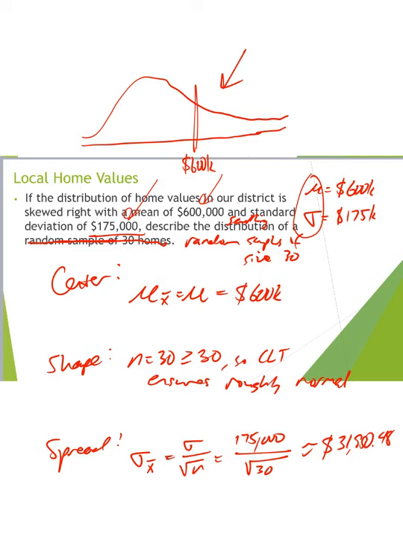So what we are saying is the spread of this distribution is 175,000, the distribution up top. But if we were to overlay a sampling distribution right there, the spread of the blue distribution is about $32,000, as opposed to the spread of the red, which was about $175,000.